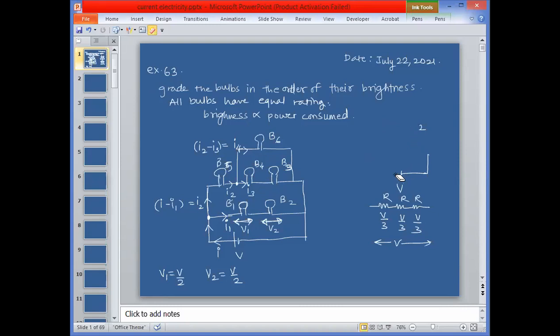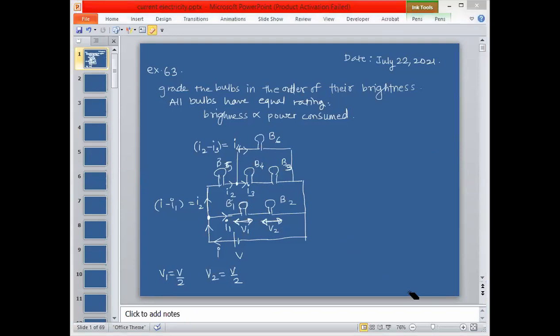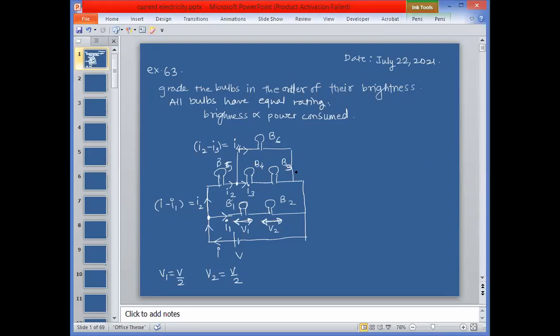R in parallel with 2R will give me what? Reply in the chat box. This is R, this is R. R plus R, 2R. This is R in parallel with 2R. Chalo, everyone reply in the chat box. Correct. R in parallel with 2R will give you 2R upon 3. So that will be 2R upon 3. Okay.